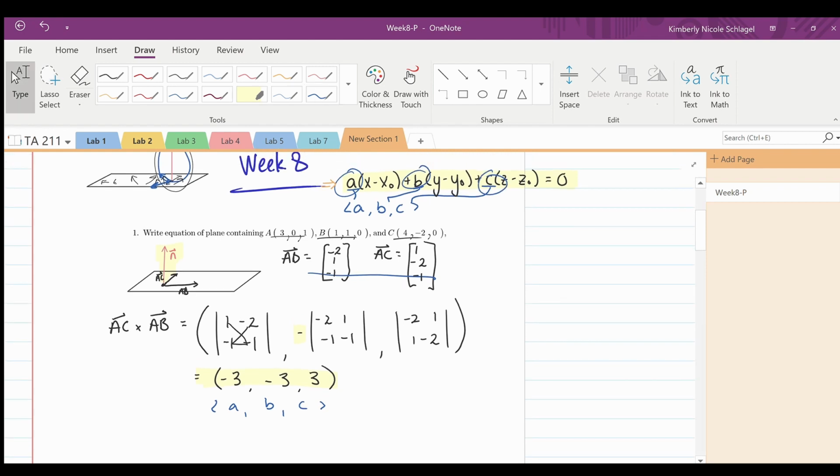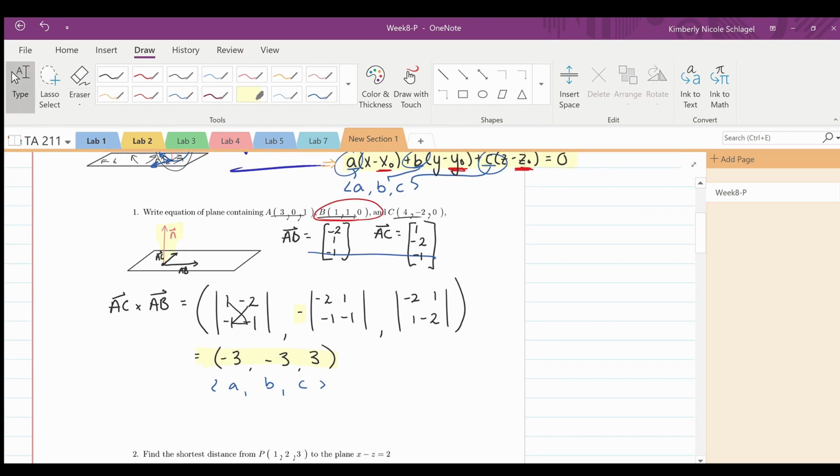And we also see that we have to have a point. So remember, same as when you're doing the equation of a line, you need a point and a direction vector. In this case, though, we need a point and a normal vector. So our point, we're just going to pick a point and plug it into these entries here. Because this point is really easy, I'm going to pick B.